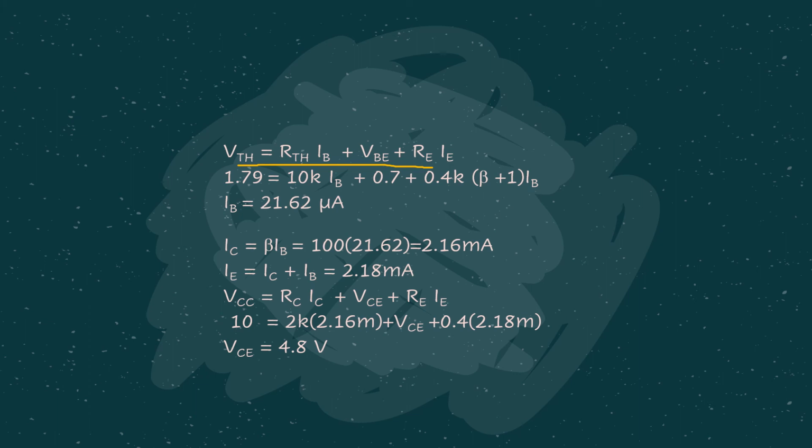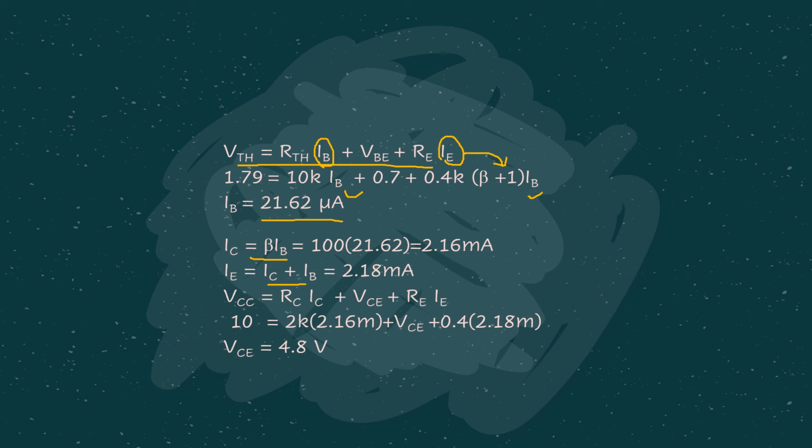From the KVL equation, we are supposed to get VTH equal to RTH times IB plus VBE plus IERE. Substitute accordingly. Remember, here we have two unknowns, IE and IB. In this case, IE can be represented by beta plus 1 times IB, leaving the only unknown in this equation as IB. Rearrange accordingly, we are supposed to get IB value 21.62 microamps. And obviously from there we can get the IC value, then later we can get the IE.